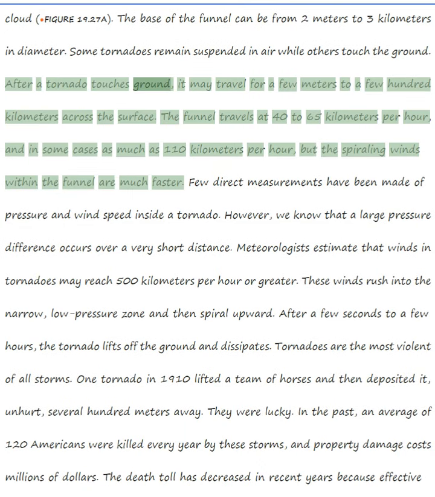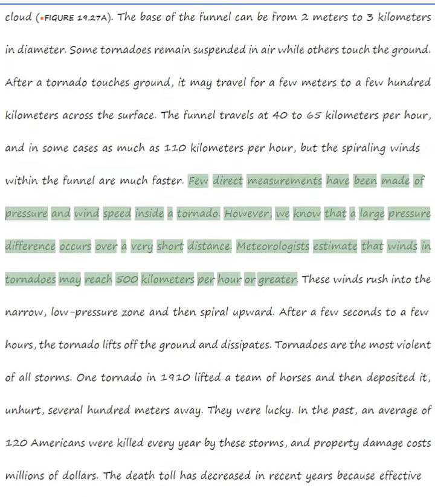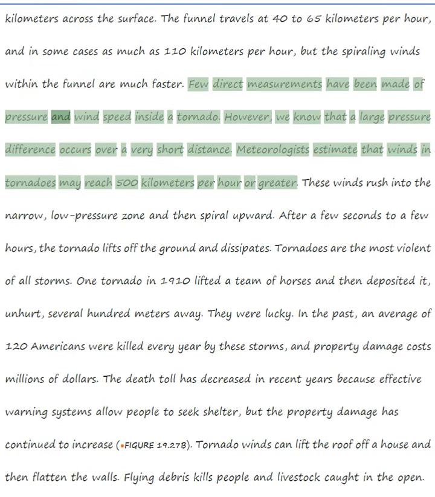After a tornado touches ground, it may travel for a few meters to a few hundred kilometers across the surface. The funnel travels at 40 to 65 kilometers per hour, and in some cases as much as 110 kilometers per hour, but the spiraling winds within the funnel are much faster. Few direct measurements have been made of pressure and wind speed inside a tornado. However, we know that a large pressure difference occurs over a very short distance. Meteorologists estimate that winds in tornadoes may reach 500 kilometers per hour or greater.